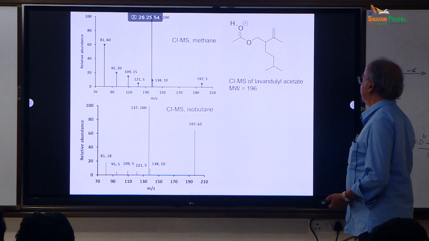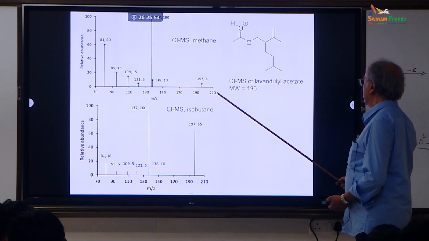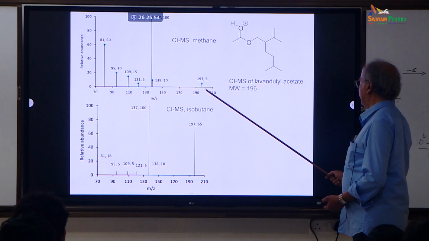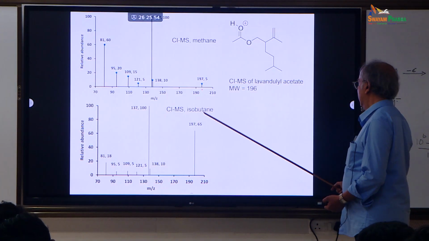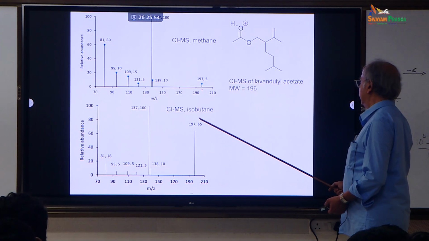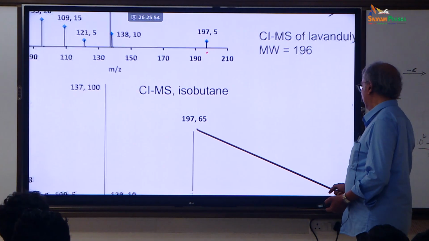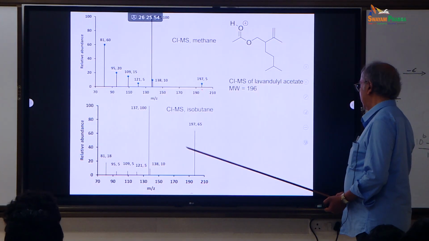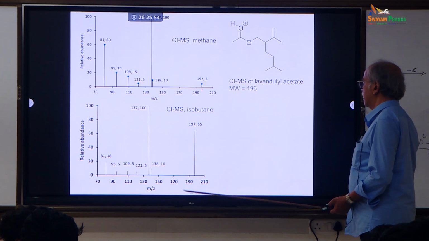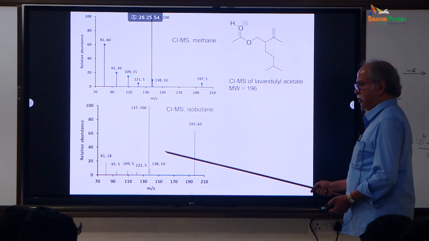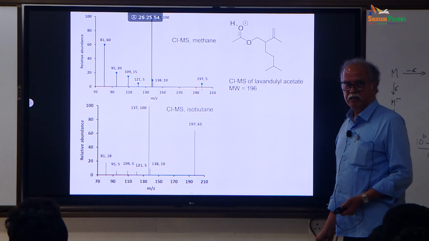Look at the spectrum of lavandulyl acetate. The monoprotonated species gives a peak at 197. When you do it with isobutane as an ionizer, it gives a tall peak. The tallest peak in the spectrum is known as the base peak, 100% abundance.